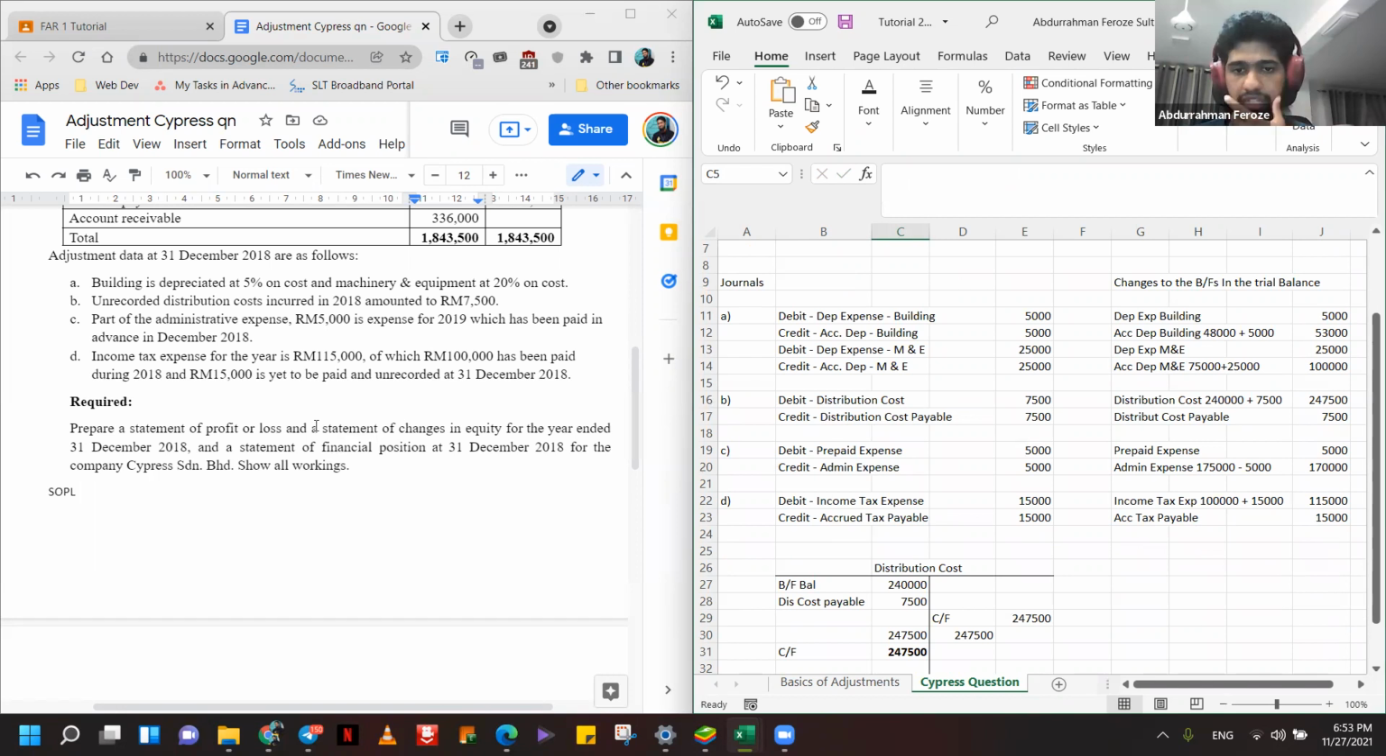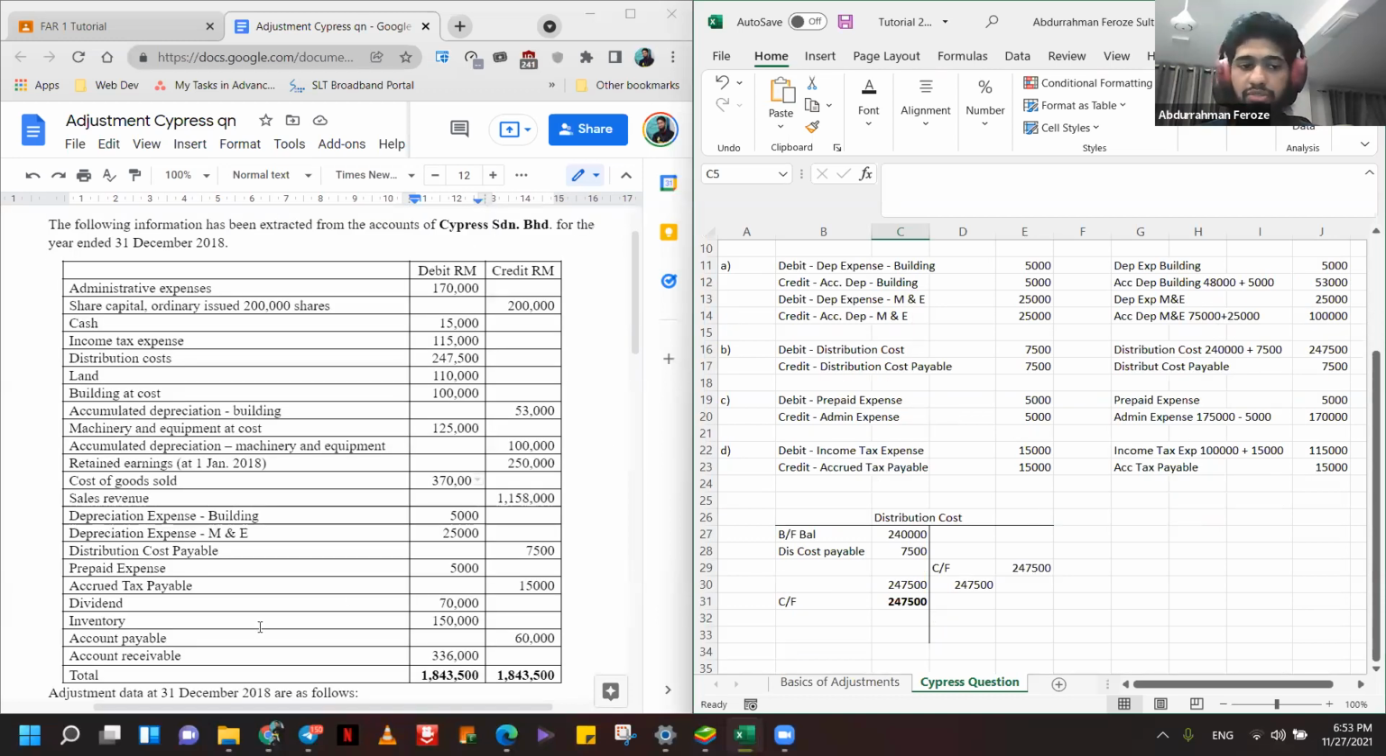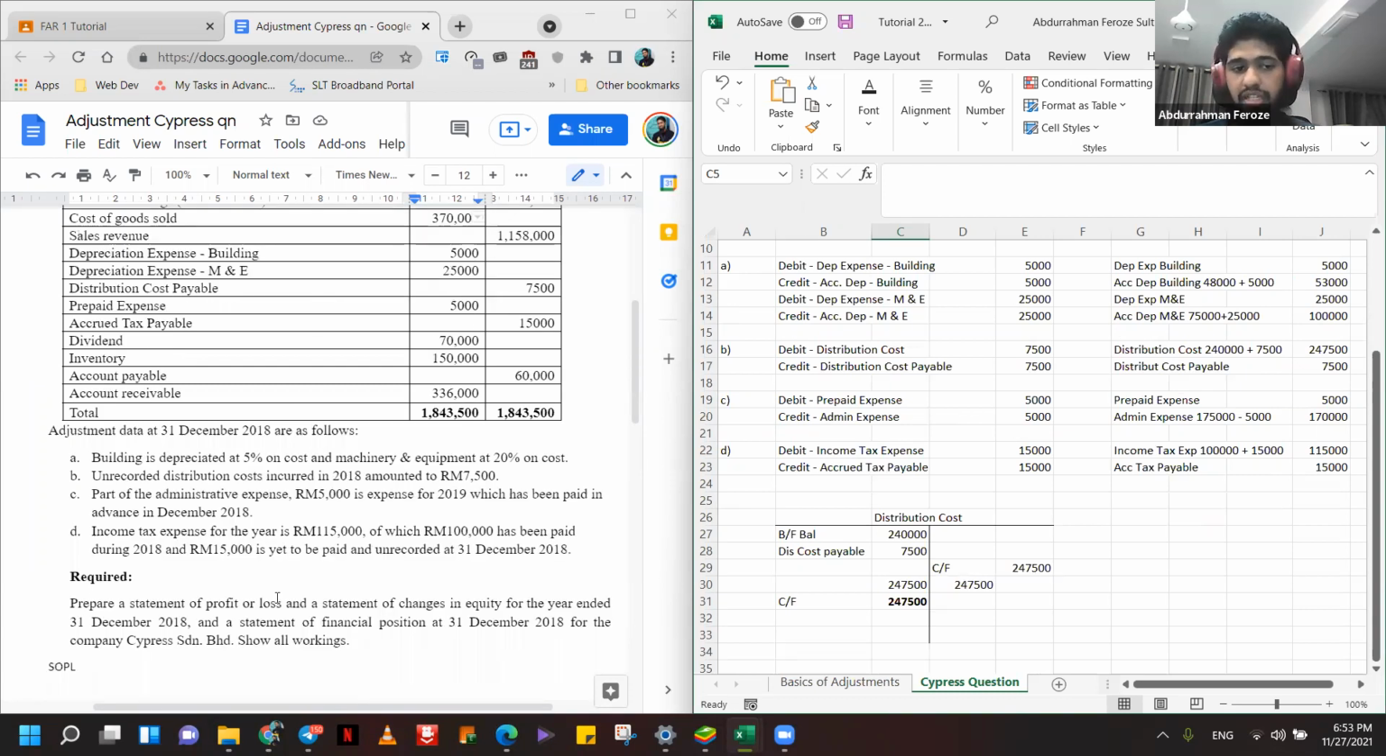Now we come to the last one. Now the journal has been done, the changes you have made to the trial balance, and now it comes to making the statement of profit or loss, the statement of changes in equity, and finally the statement of financial position. And we'll do that very soon.